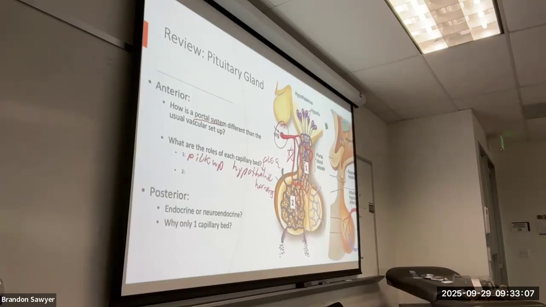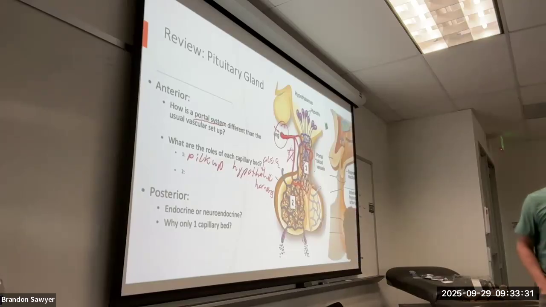GHRH, right? Growth hormone releasing hormone that's released. And then those cells that make growth hormone release growth hormone out into the interstitial space. It goes into that capillary bed, and then growth hormone can travel through the body, right? So dropping off hypothalamic hormones in number two, and then picking up pituitary hormones also in number two.